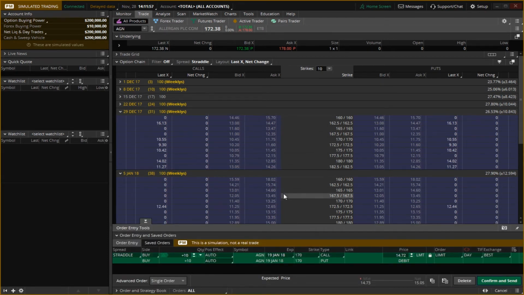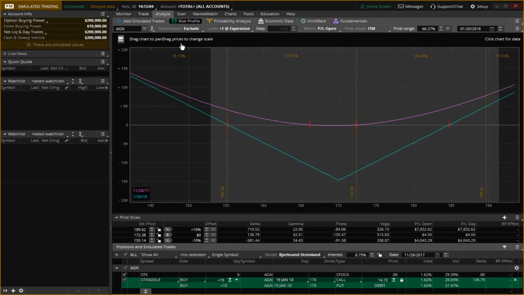The cost of our straddle is $14.72. In the risk profile, we can see our option position break-even points that are equal to 184.73 and 155.31, which can be easily taken by this stock.